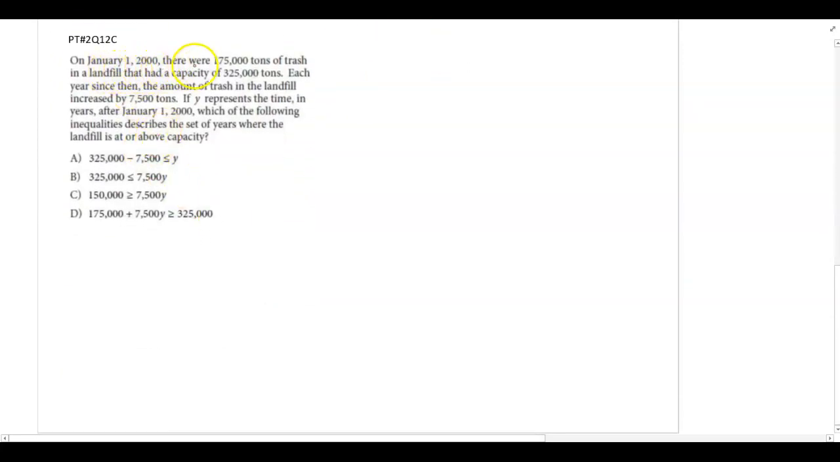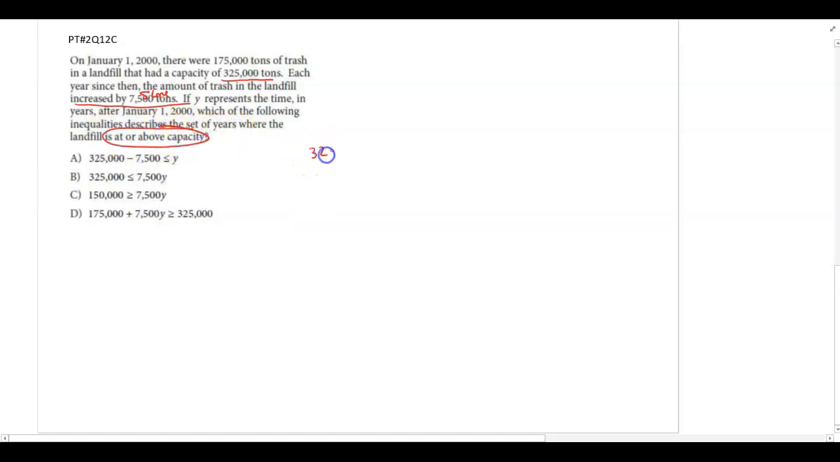On January 1st, 2000, there were 175,000 tons of trash in a landfill that had a capacity of 325,000 tons. Each year since then, the amount of trash in the landfill increased by 7,500 tons. So when it says each year since, this kind of represents a slope or a rate of change. If Y represents a time in years after January 1st, 2000, which of the following inequalities describes the set of years where the landfill is at or above capacity?